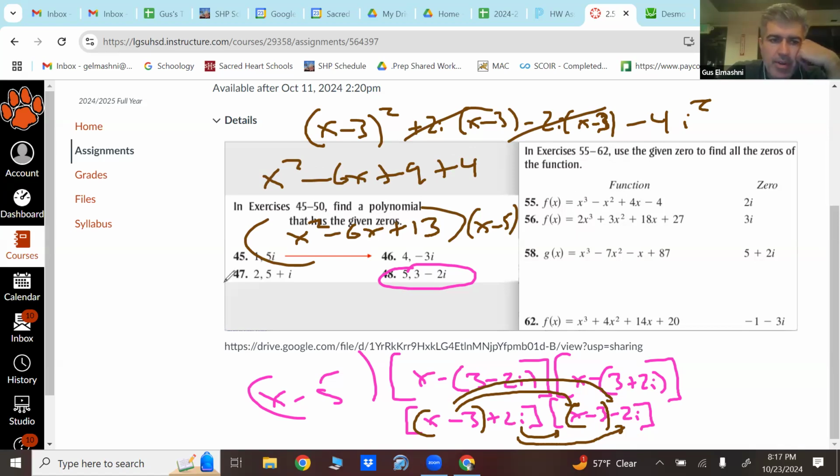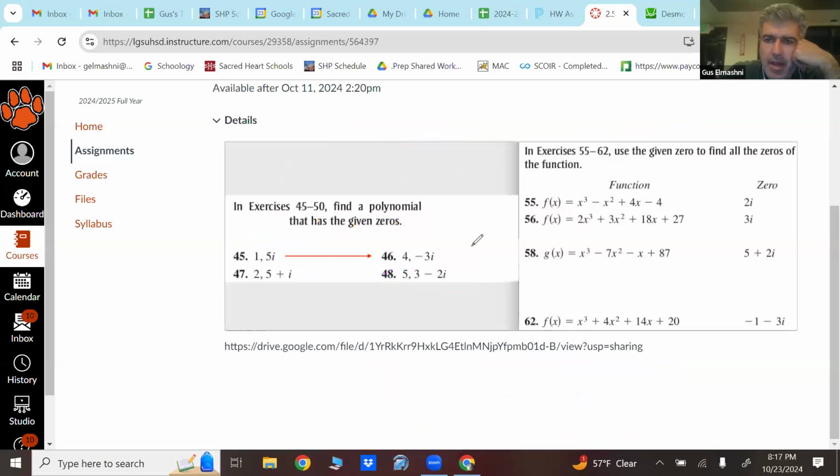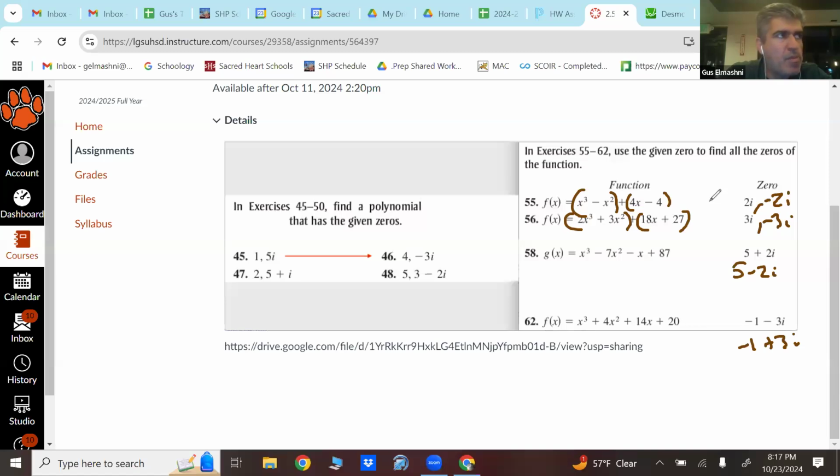If you know that 2i is a zero, then negative 2i is also a zero. So is negative 3i. So is 5 minus 2i. So is negative 1 plus 3i. So what you could do, you could technically do factor by grouping for the first two, and don't really have to worry about doing any synthetic division.